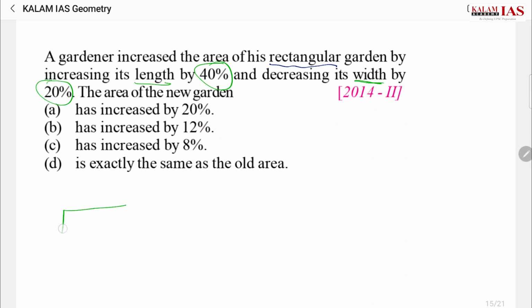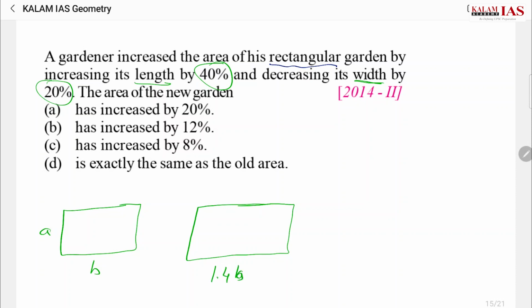Now this is the initial garden, the length is A, let's assume length as A and breadth as B. Now the length has been changed, it is a 40% increase. So a 40% increment means it is now 1.4 B, because 40% of 1 is 0.4, so it is B plus 0.4 B. And it is said the width is decreased by 20%. So the initial width is A and it is reduced by 20%, that is A minus 0.2A, which is 0.8A. So 0.8A is the new width.